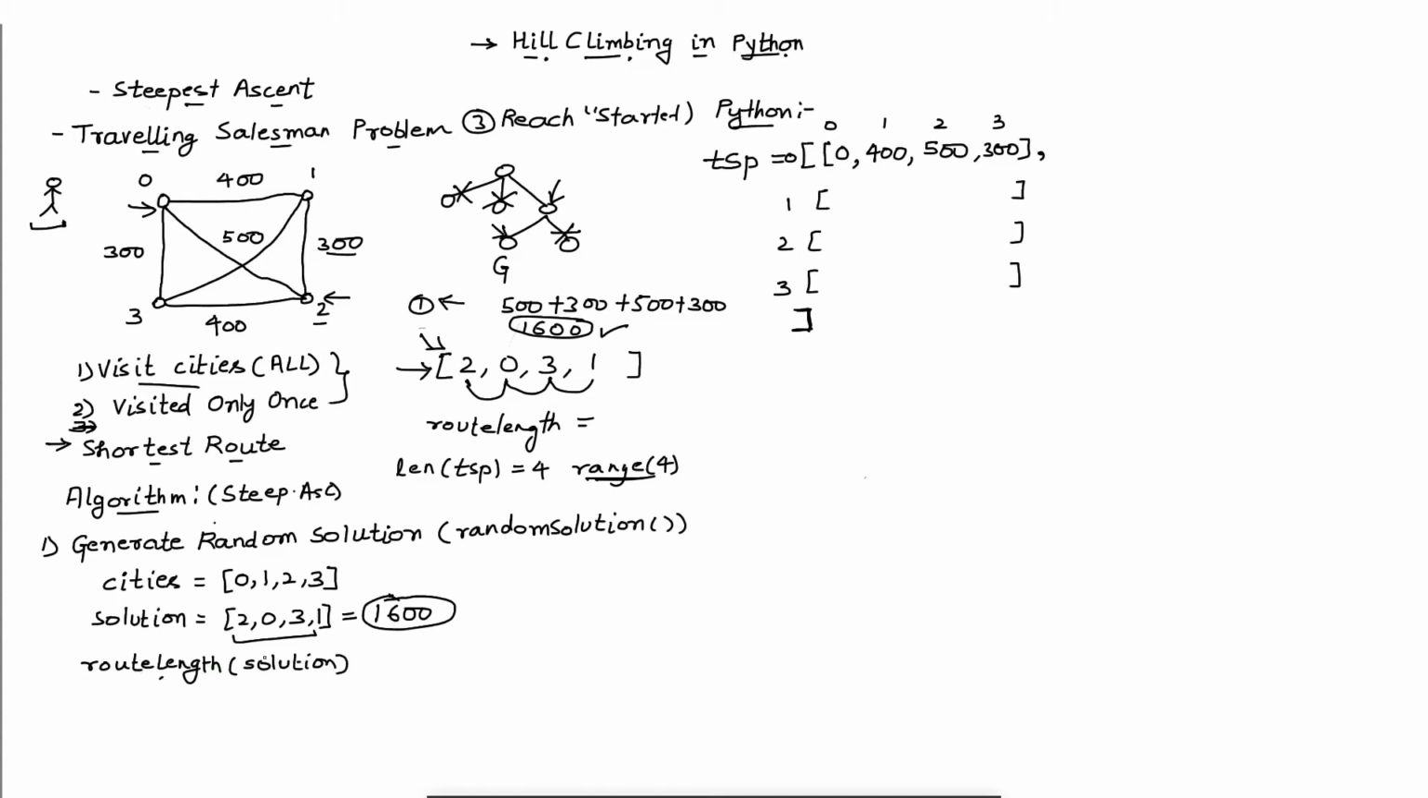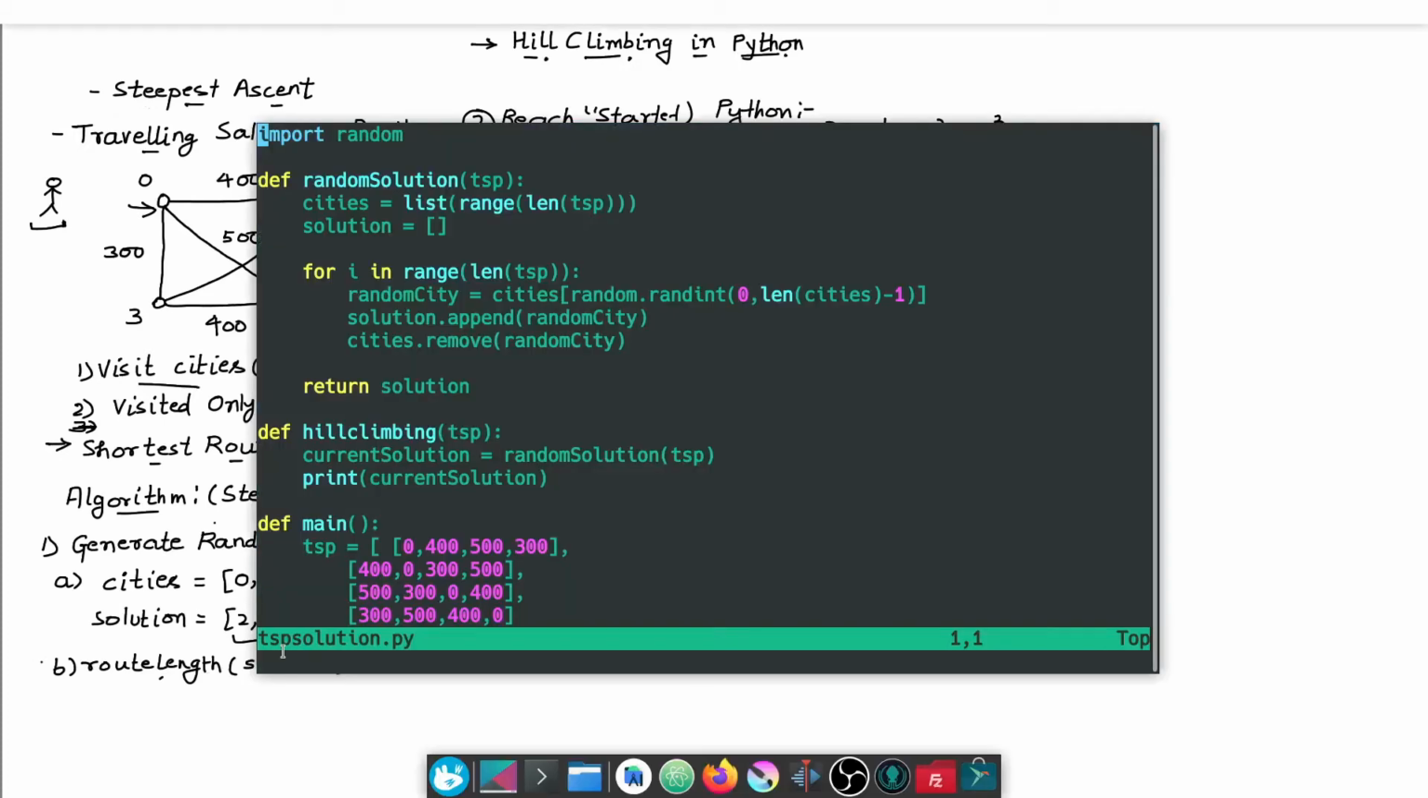So in the next step, let's assign this as the step B part of this step A, right? This one was the A part. In the B part, we want to find out the route length of the solution, right? So let's see how we can do this here.